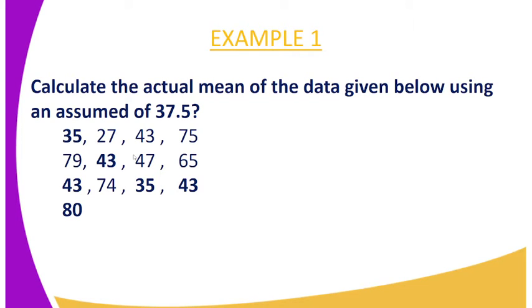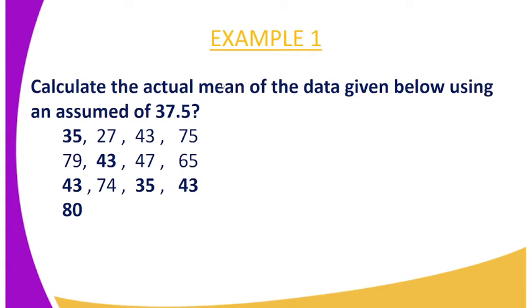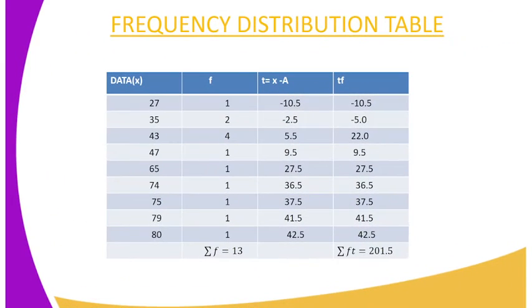What are you supposed to do? You are supposed to come up with a frequency distribution table. In the table provided, you arrange the numbers in ascending order in the data column. In the first column, the data column, you count how many times each number occurs. The number 27 occurred only once, and therefore the frequency for 27 becomes 1. And you repeat the counting.